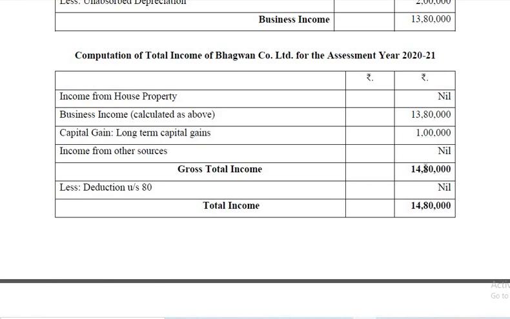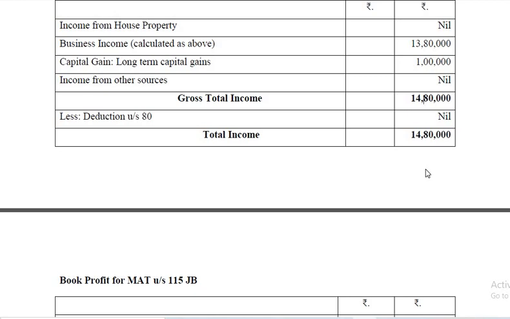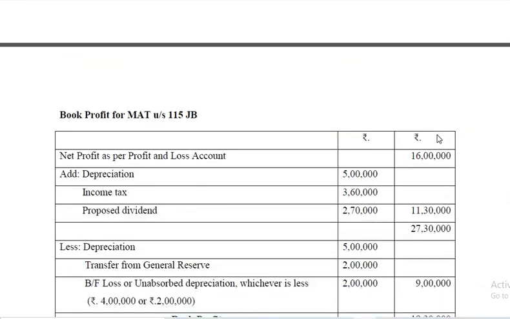So gross total income is 14,80,000. The deductions under section 80, there's nothing to be deducted here. So 14,80,000 is the total income. Total income is nothing but taxable. Now come to the computation of book profit.